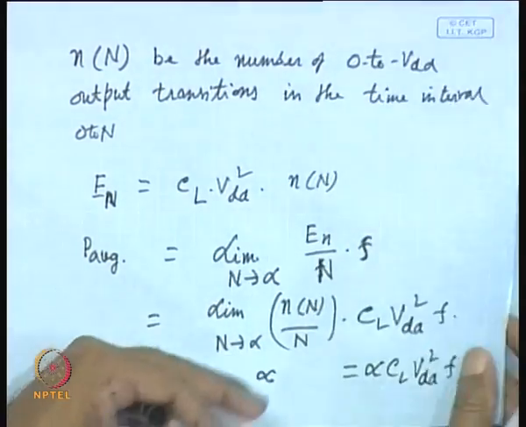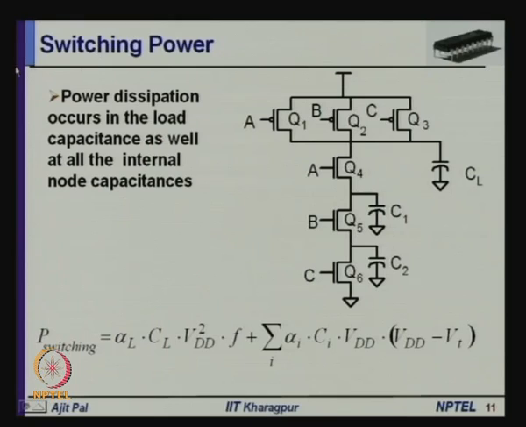Obviously, this is not the only power dissipation that will occur, there will be power dissipation in the internal nodes. We find that there are various internal nodes, and here a 3 input NAND gate is given. So, here you can see in this 3 input NAND gate there are 2 additional nodes, between the junction of Q4 and Q5 and between the junction of Q5 and Q6. So, these capacitors also will get charged and discharged.